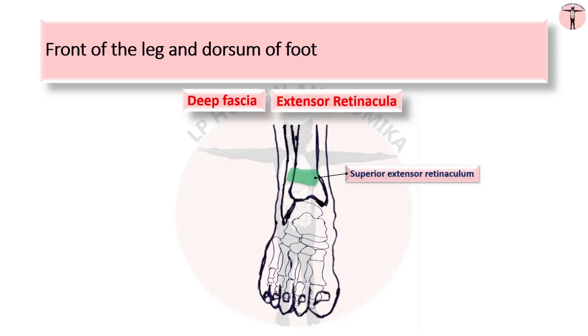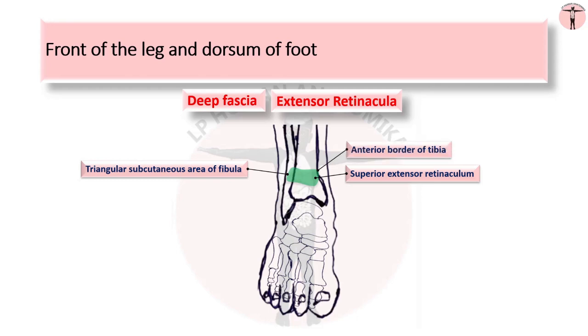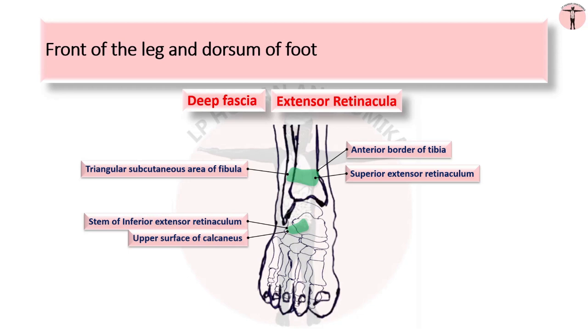Superior extensor retinaculum is a broad band which extends between the triangular subcutaneous area of the fibula and the anterior border of the tibia. Inferior extensor retinaculum is Y-shaped. The stem of the Y is attached to the anterior part of the upper surface of the calcaneus, medial to the extensor digitorum brevis and in front of the interosseous talocalcaneal ligament. From the lateral end, a superficial part of it continues over the muscle to join the inferior retinaculum.